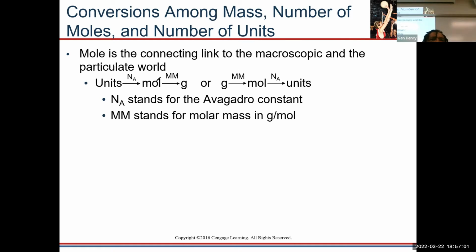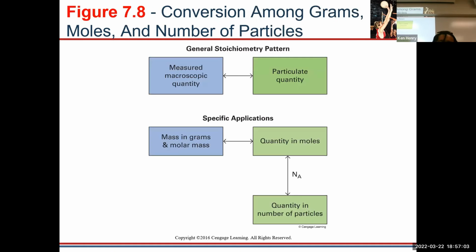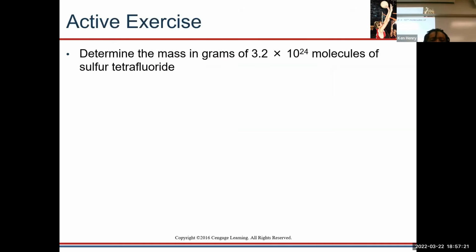Okay, so this is basically telling us exactly the same thing. If we're given mass in grams, we use the molar mass, and that gives us moles. If we have moles, we can use Avogadro's number to get the quantity. So let's do a problem. Determine the mass in grams of 3.02 times 10 to the 24th molecules of sulfur tetrafluoride.